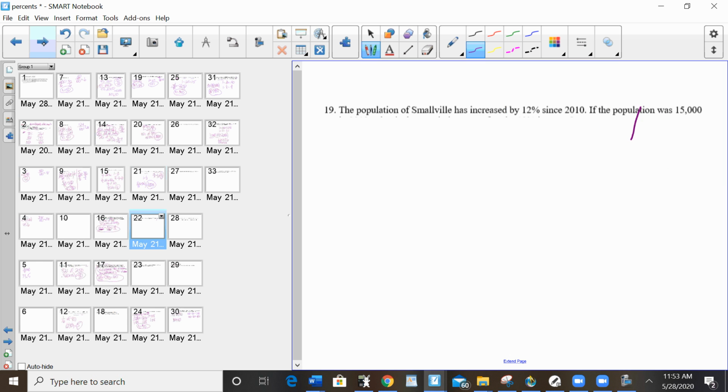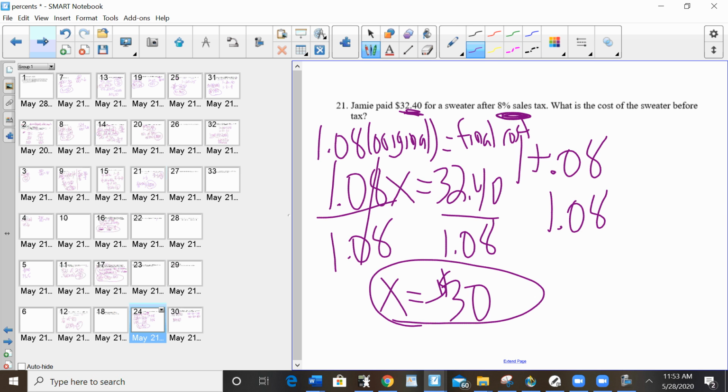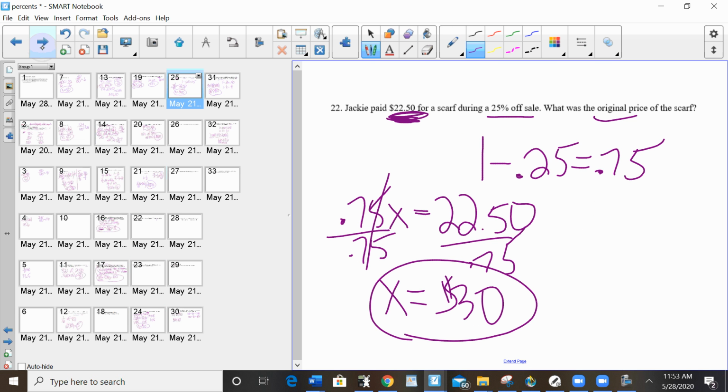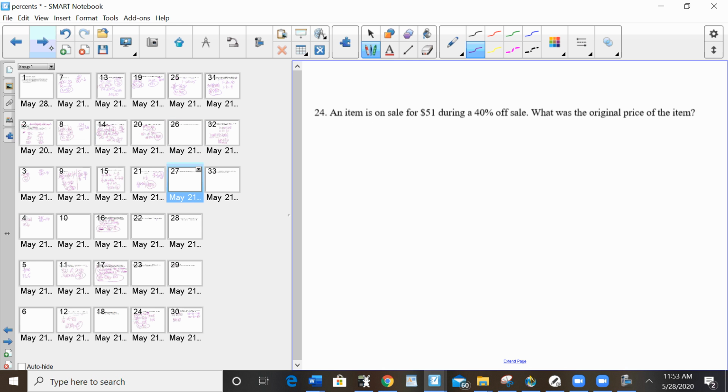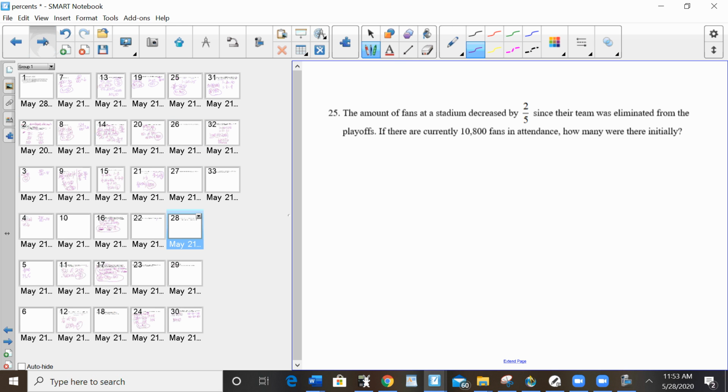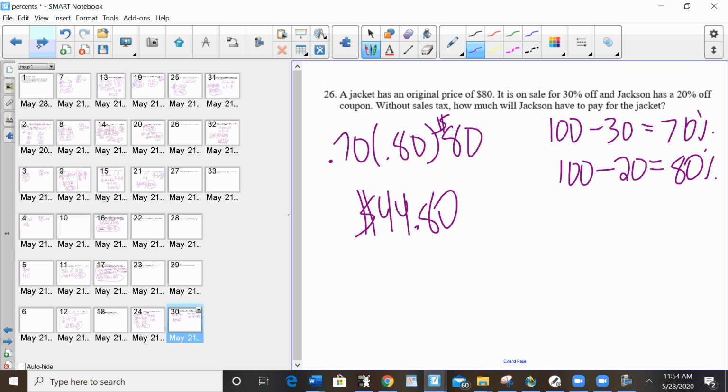And finally, compound percents or fractions. If you have 2 or more percents or fractions being applied, you're just converting them both to decimals or leaving them as fractions and multiplying them all together.